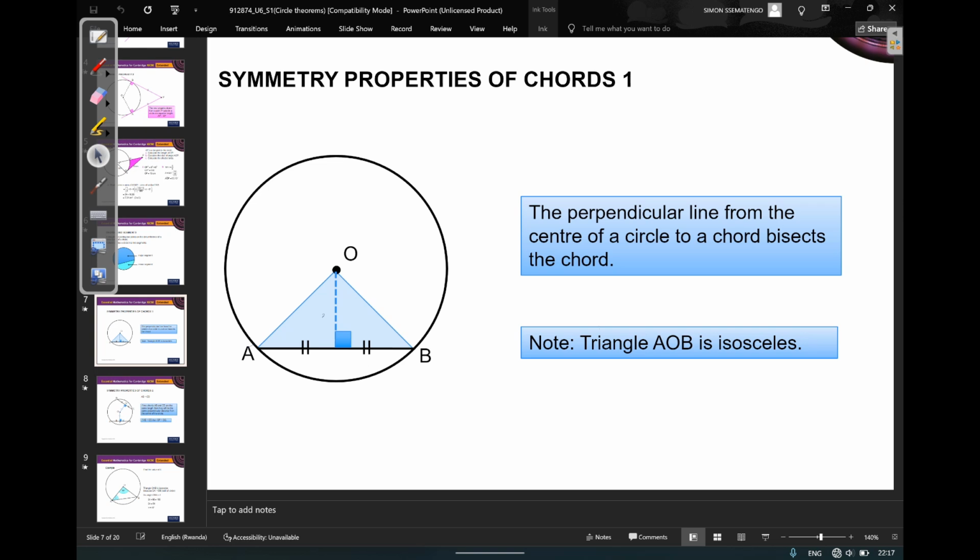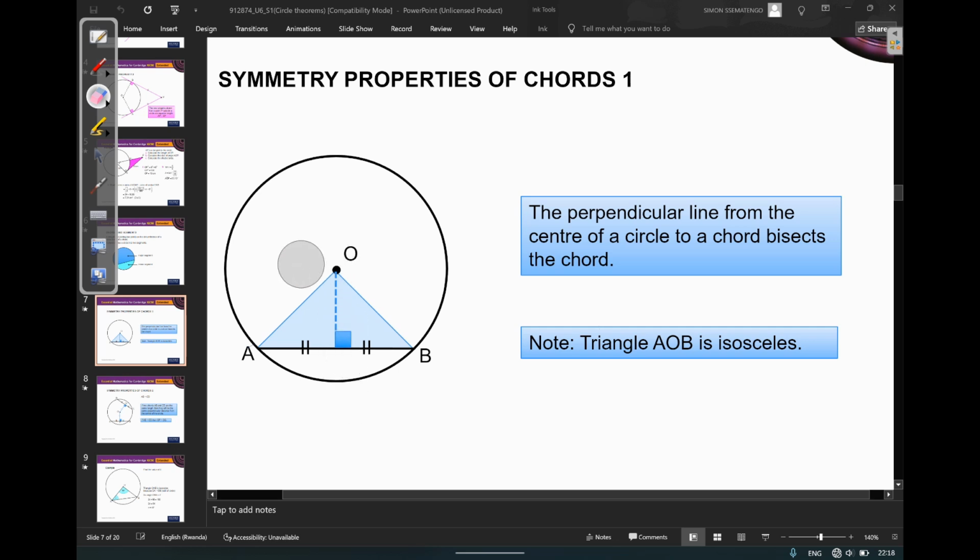Now symmetry property number 1 for chords. Any chord that you draw on a circle, the distance from the center of the circle will always bisect that chord. Okay, why is it so? It is because this is an isosceles triangle. Triangle OAB is an isosceles triangle. So if this length here is equal to this length, automatically when you divide this into 2, this has to be equal to that.